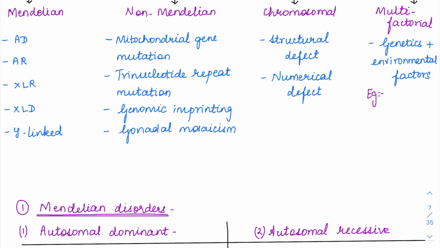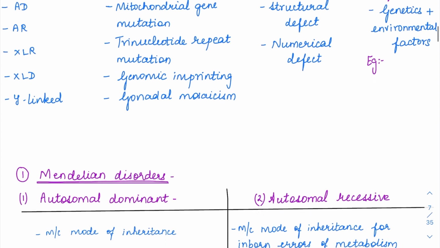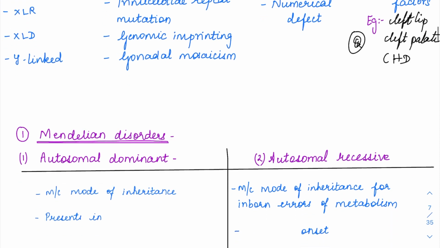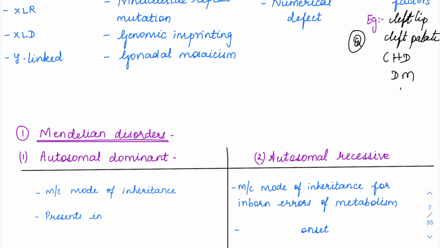Under multifactorial inheritance, we are going to have both a genetic and an environmental basis. Based upon the genetic susceptibility, adding on to which there are some environmental insults, which is going to cause a particular disease. So the examples of multifactorial inheritance are cleft lip, cleft palate, congenital heart disease, diabetes mellitus, hypertension. All of these are examples of multifactorial inheritance.